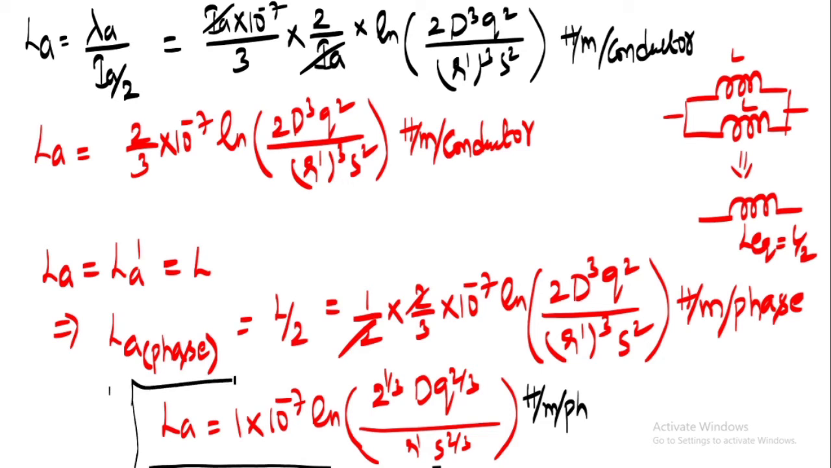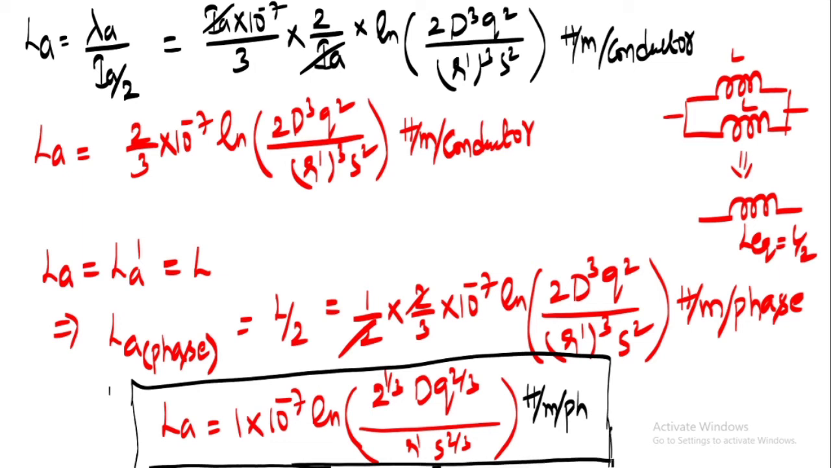In this way, you can find the inductance of an unsymmetrical double circuit line in a vertical fashion using the flux linkage method, right? Now it is your turn. Is it right? Now it is your turn to find the flux linkage, inductance of A phase using GMD and GMR method. Okay, you need to prove the same equation. You need to get the same equation, right?